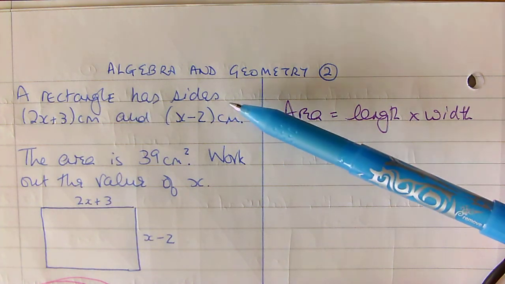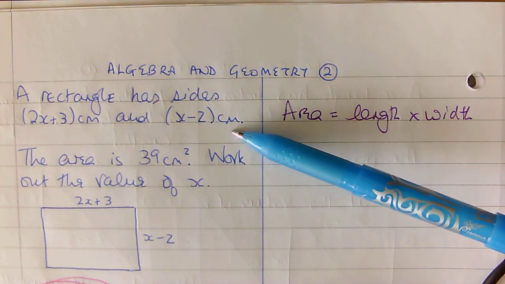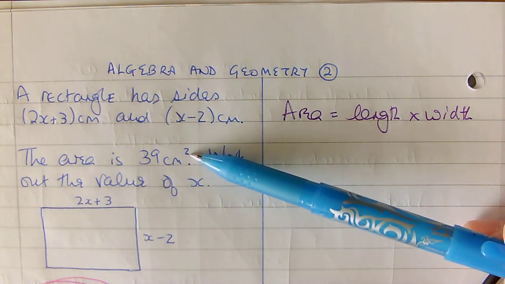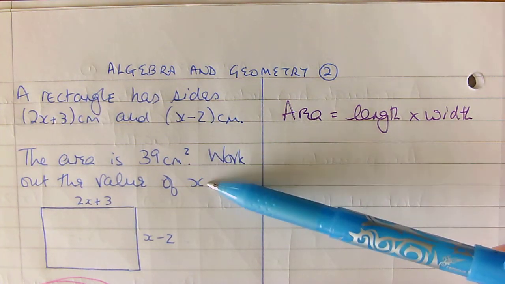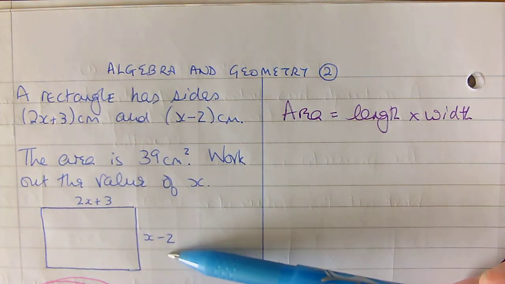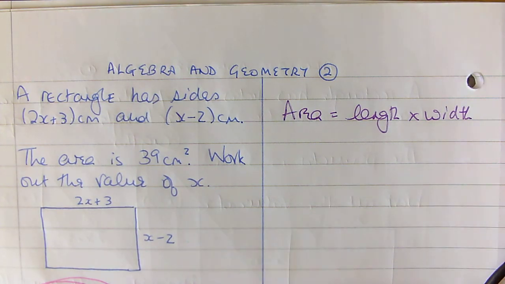So a rectangle has sides 2x plus 3 and x minus 2. The area is 39 centimeters squared. Work out the value of x. And again, they would more than likely give you a diagram to have a look at.